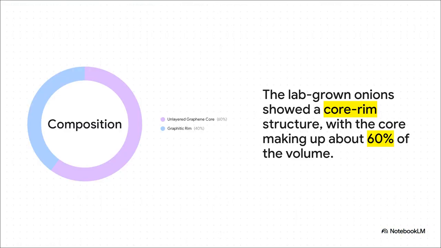And the numbers checked out perfectly. Looking at the composition of their lab-grown onions, they found that about 60% of the particle was that mysterious unlayered graphene core, and the other 40% was the graphitic rim. The structure wasn't just similar, it was a dead ringer.